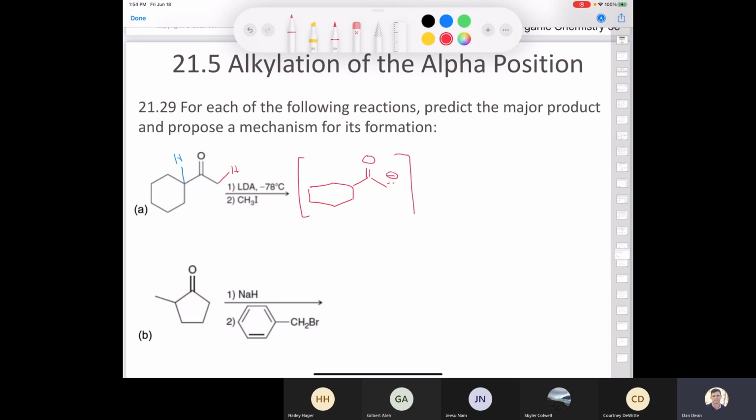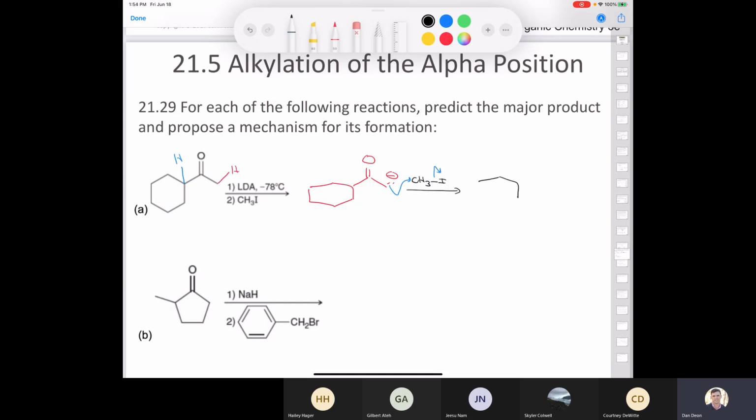So you end up with this intermediate, and then when you treat that with methyl iodide, or iodomethane, whatever, same thing. So let's draw the methyl iodide. That's just going to do an SN2 reaction. So nucleophilic attack, loss of leaving group, and that's going to give us our product.